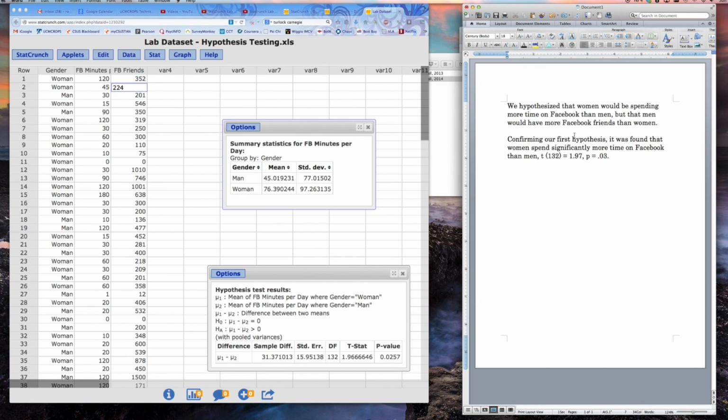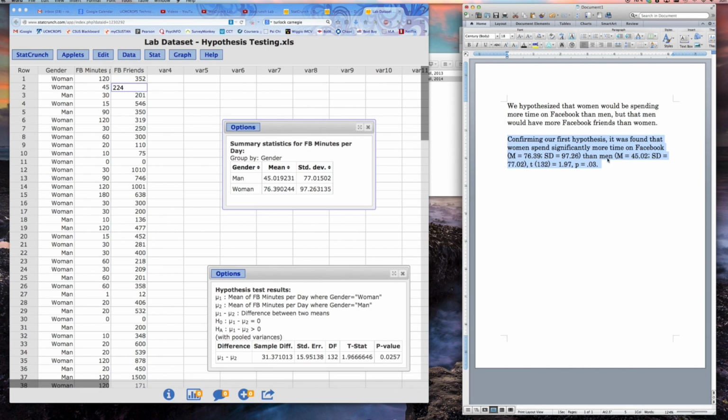So right here, it was found that women spend significantly more time on Facebook. So right here, we could put the mean and standard deviation for women. So the mean for women, we're always going to run to the 100th place, is 76.39. Semicolon, and then put in an SD for standard deviation. And for women, it is 97.26, which I'm just getting from this row right here. And then compare it to men. So then the men, we're going to put in their mean, which is 45.02, rounding to the 100th place, and their SD, standard deviation, which is 77.02. So there we have all the statistics we need for our results.